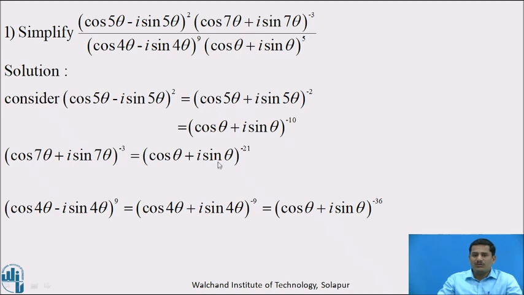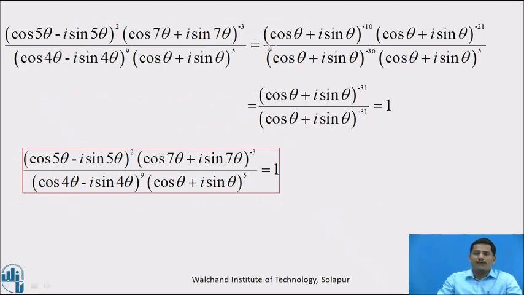Now let us substitute all these expressions for these terms in the given quantity. After substituting, we get this expression. Here we can see that the brackets are the same, so we can add and subtract the powers. The first power is −10, the next one is −21, so it is −10 − 21 = −31. In the denominator, it is −36 + 5, which is again −31. Both the terms are the same, so after cancelling them, we get the value as 1. So this big expression, which looks very complex in nature, is nothing but a simple number 1.